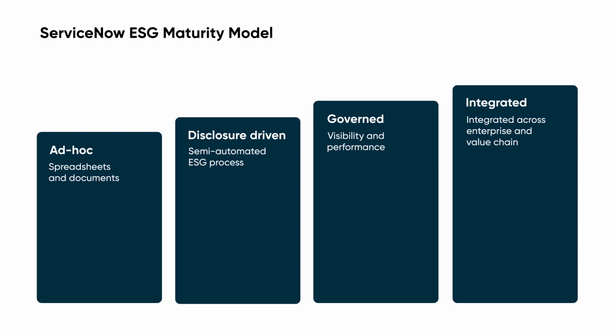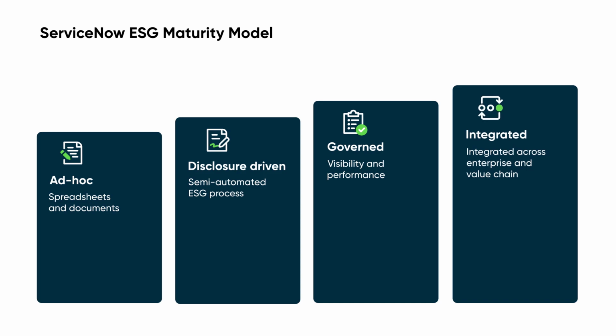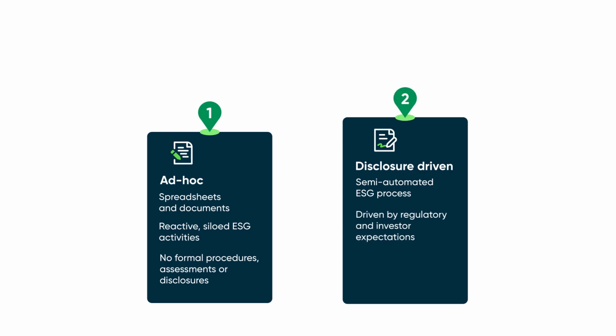The ServiceNow ESG maturity model places companies at one of 4 maturity levels: ad hoc, disclosure-driven, governed, or integrated. At the beginning of their ESG journeys, companies are at the ad hoc level with reactive, siloed ESG activities and no formal procedures, assessments, or disclosures. The next level is driven by regulatory and investor expectations for disclosures with metrics and periodic reporting.